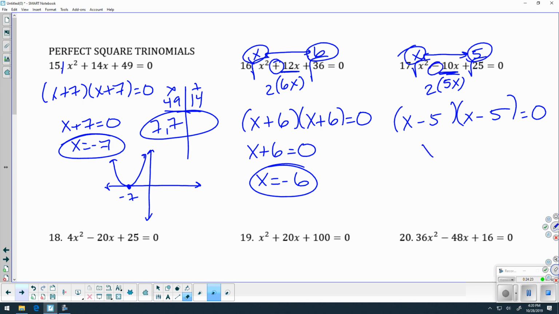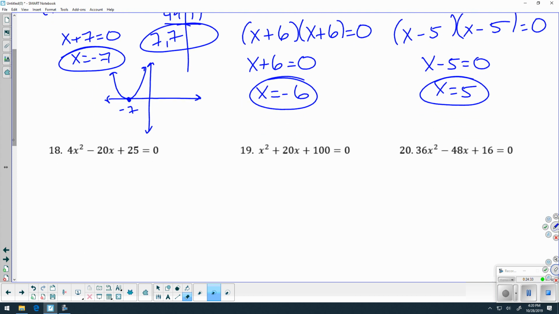So this would just solve now into x equals positive 5. And that'd be it. Okay, so same thing for number 18. It's a perfect square trinomial because the first term, square root, that's 2x. Last term, square root, that's 5. Multiply them, that's 10x. So 2x times 5 is 10x. And if you double it, that's 20x there in the middle.